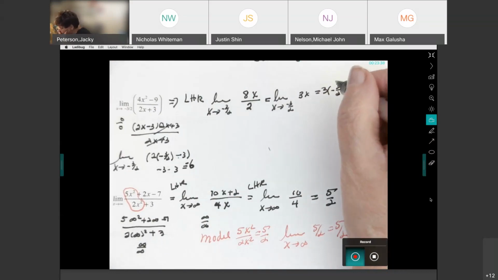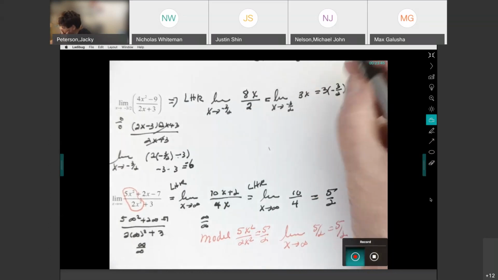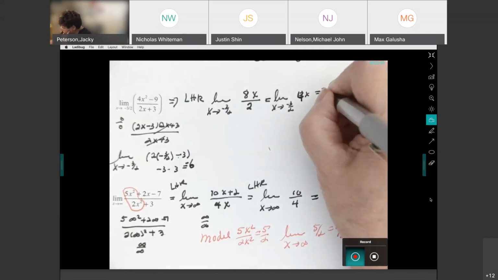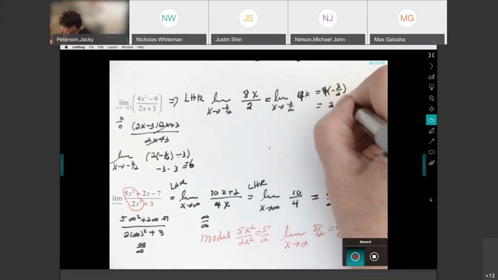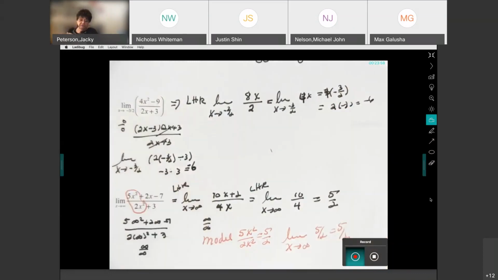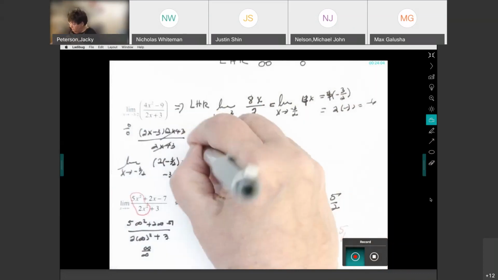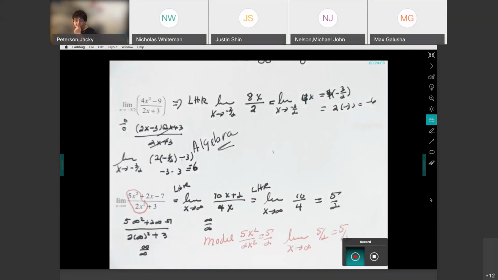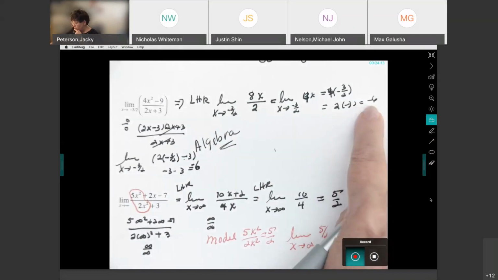Yes, I want my new glasses. 2 into this is not 3, it's 4. I can't blame my glasses for that. So this is 2 times negative 3, which is negative 6. Except for calculation errors, you'll end up with the same thing. Here I'm using L'Hopital's rule. Here I'm using algebra. Either way. To me, L'Hopital's rule is a little bit easier than the algebra.